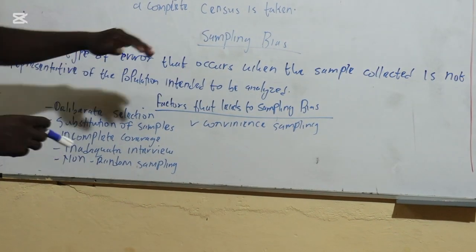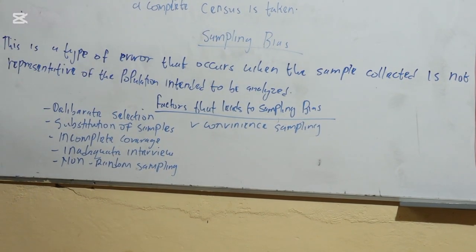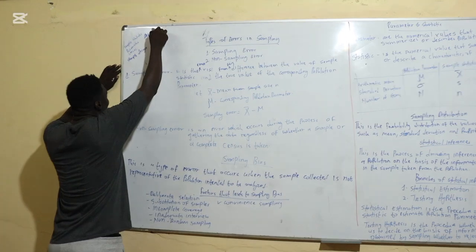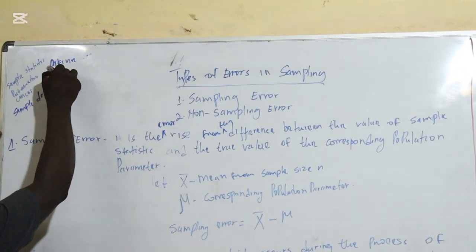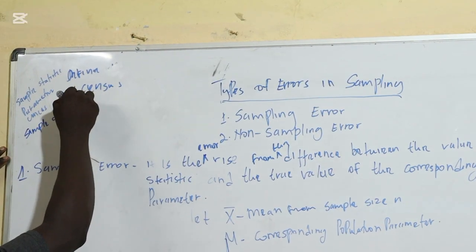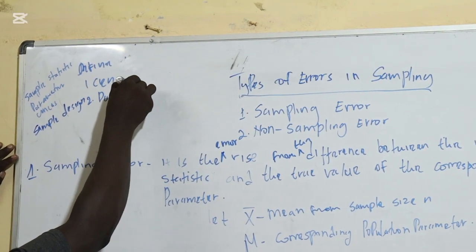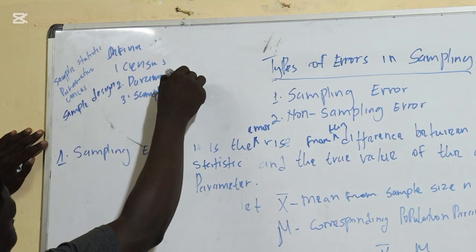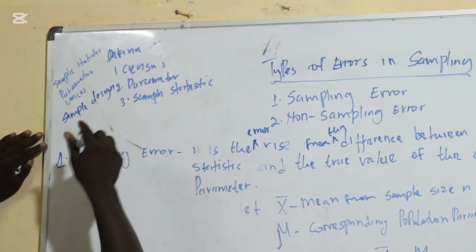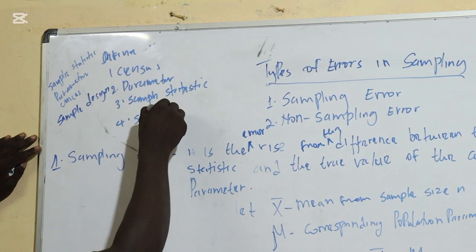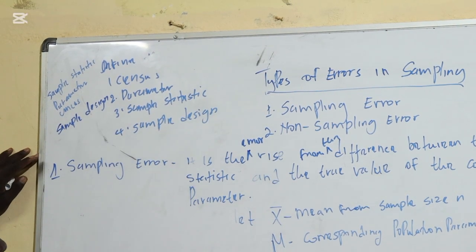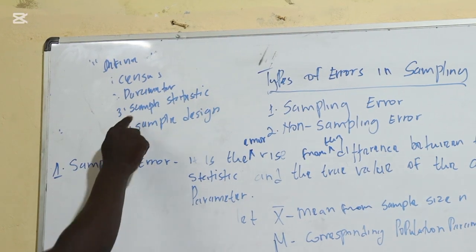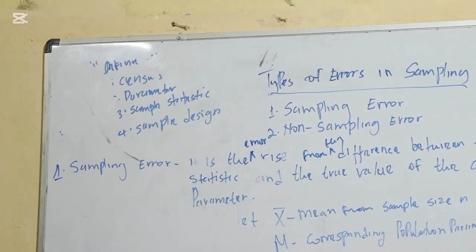Then after that we're going to talk about sampling bias. First, I'll give you an assignment that you'll do in your own free time. Define for me: number 1, census; number 2, parameter; number 3, sample statistic; and lastly, number 4, sample design. Note it. At the end of this topic, make sure you do the definition of the four.